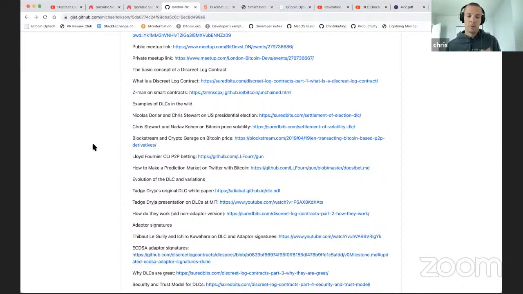And the way this is done with DLCs is you end up publishing a funding transaction. That's a 2 of 2 multi-sig output. And then you have encrypted versions of the settlement transactions that correspond to every outcome that can possibly occur during the bet. So if I recall correctly, during this bet, the 3 outcomes were Joe Biden winning. So that's one transaction, Donald Trump winning, another transaction.